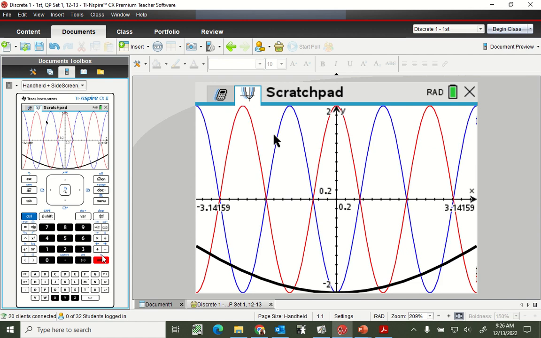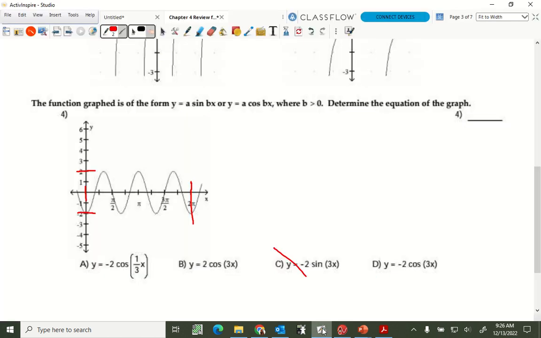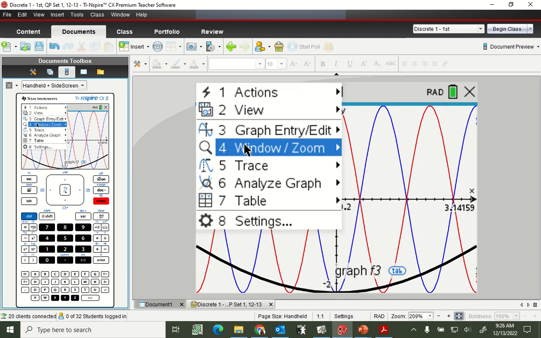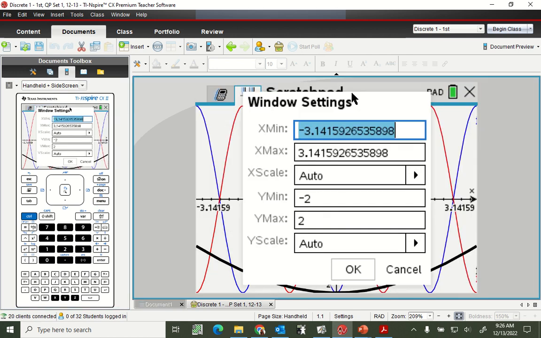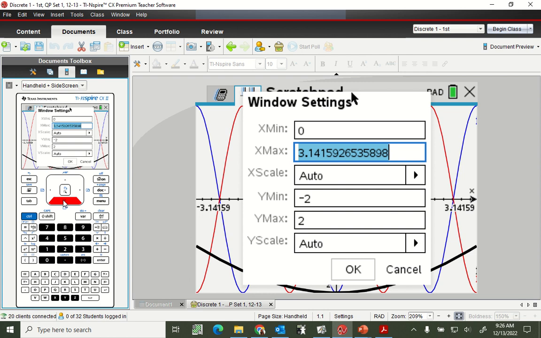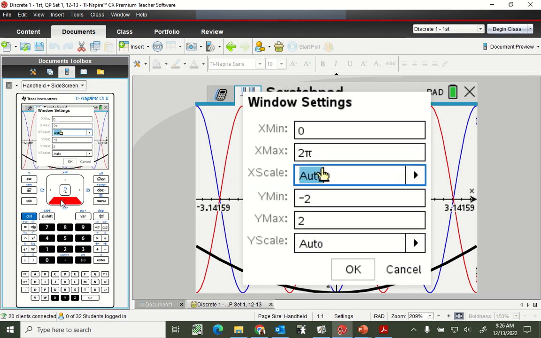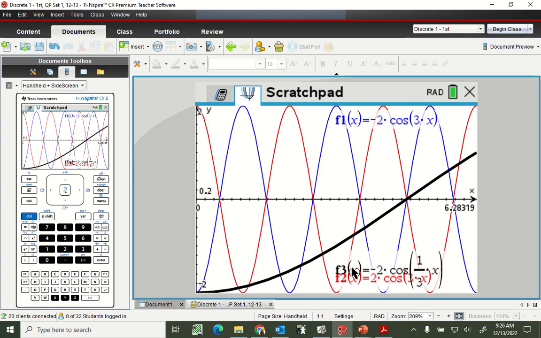All right. So I'm going to change my window. What is the minimum I'm going to have on my window? Where am I starting it for my domain? It starts at 0 and goes to 2 pi. So let's change that. Menu, window, 0. Change it to 2 pi. What was the minimum? -2, 2. -2, I think it's. Okay. All right, so let's hit OK.